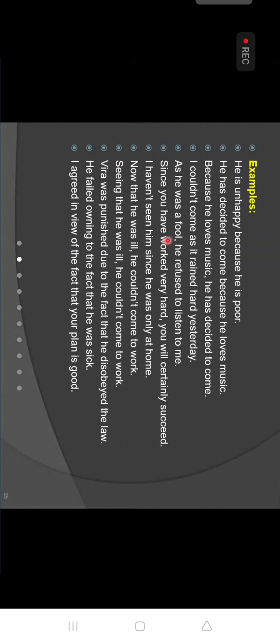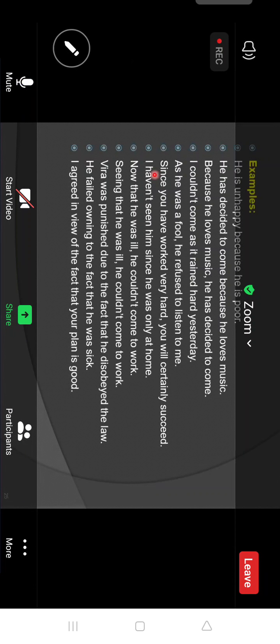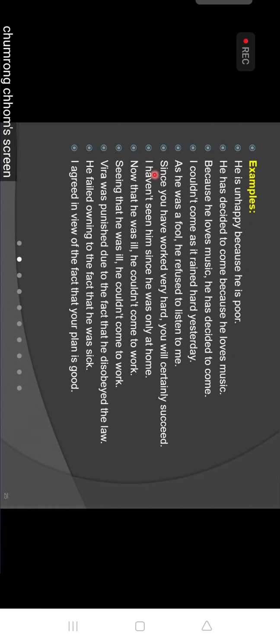Here, he was a fool, as he refused to listen to me. Example. Since here can be adverb of time and adverb of reason as well. How do we know about it? Example: I have been studying English since I was born. Well, you can select, everybody. Since here, adverb of time or reason? Adverb of time, yeah. Like another one: Since I have no money, I can't go anywhere. How about this? Adverb of what?